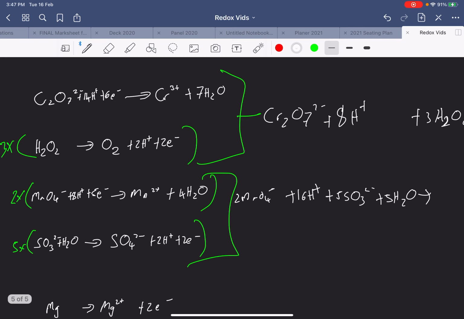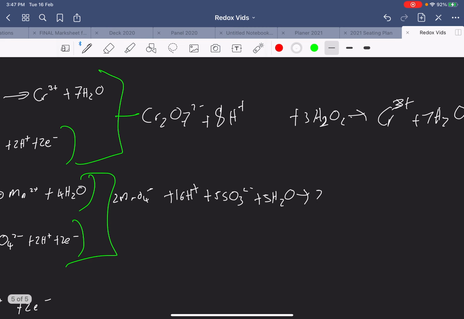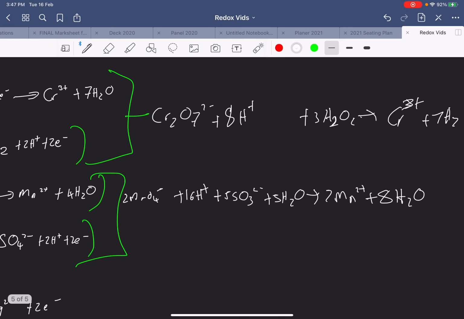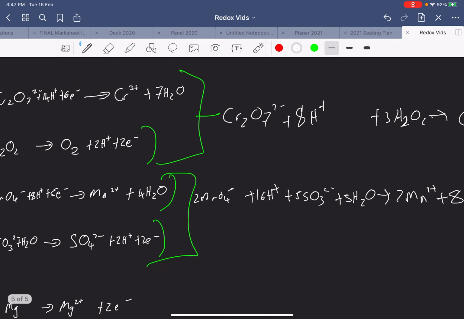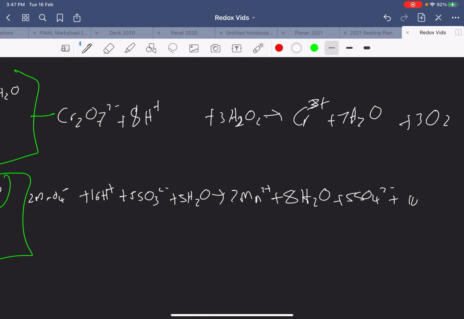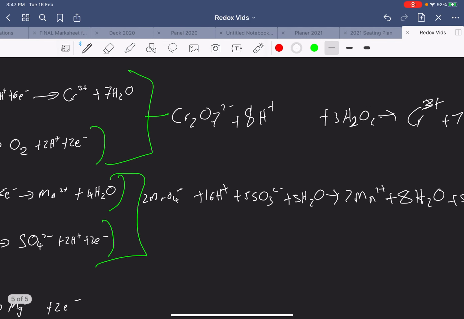And then I'm going to add in the products, which is going to be double the Mn2 plus and double the waters, so 8H2O. I'm going to have double the SO4 2 minus, 5 times, sorry. And I'm going to have 5 times the H plus, which is 10. And the electrons, like I said, we already know they're going to cancel.